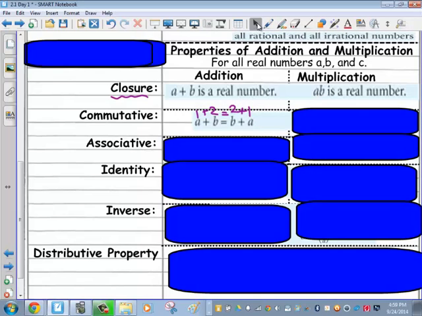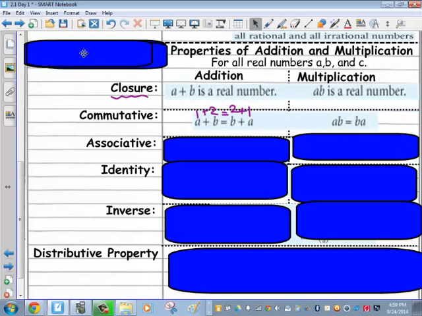And there's a very similar commutative property for multiplication. If you have A times B, that equals B times A. So if you have 1 times 2, that's the same thing as 2 times 1. You can swap them around. It's called the commutative property.